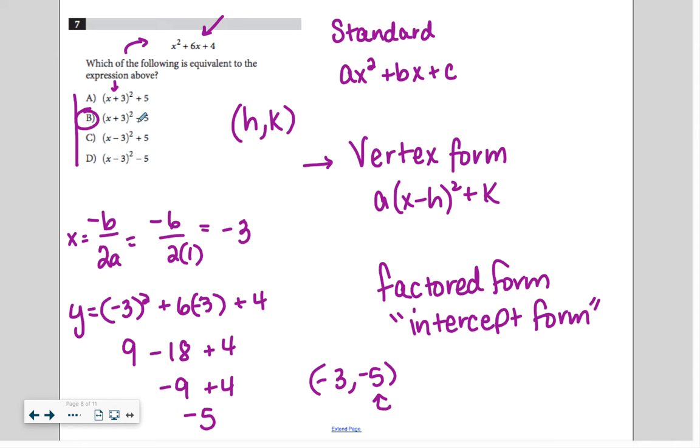That's one way of doing it. Another way to put something in vertex form is by completing the square.